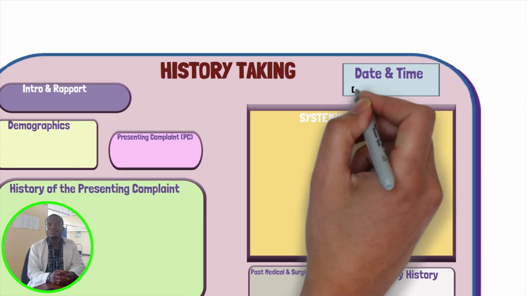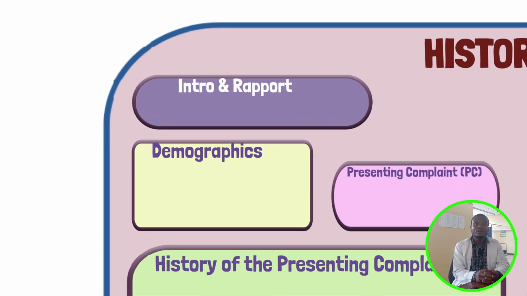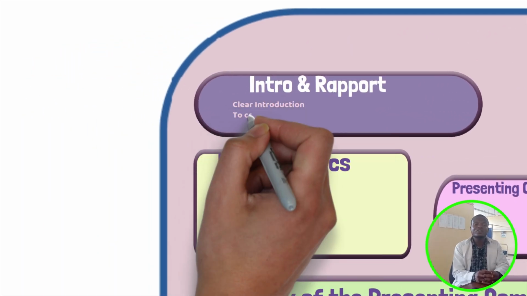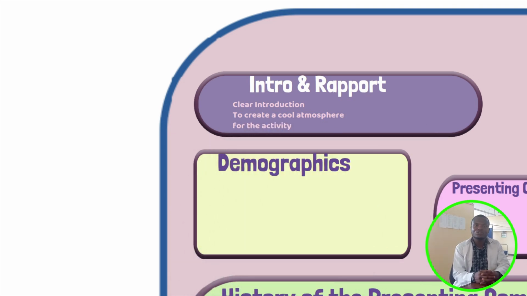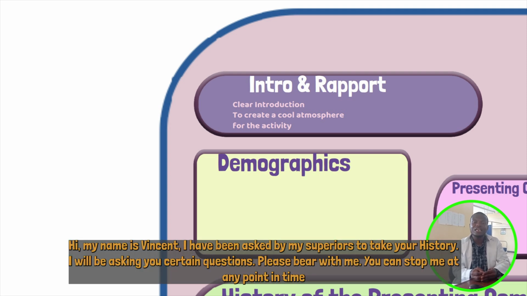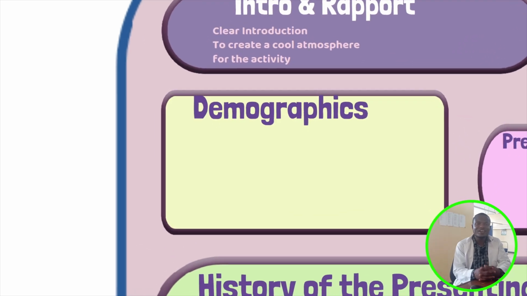For the date and time, all you have to do is to just put the date and time of the commencement of the history. For the introduction and rapport, this is to create a cool environment that will foster the history taking and asking of simple questions. What I usually say to the patient is, "Hi, my name is Vincent. I've been asked by my supervisors to take your history. It involves me asking you certain questions. At any point in time, if you feel uncomfortable, you can tell me and I will stop the process. Do I have your consent to continue?" They will probably say yes, then you continue. If they say no, the history ends there.